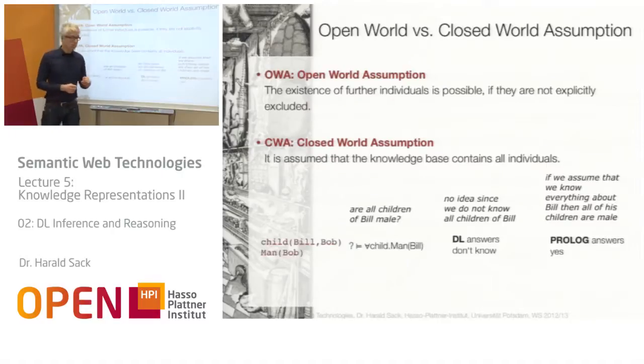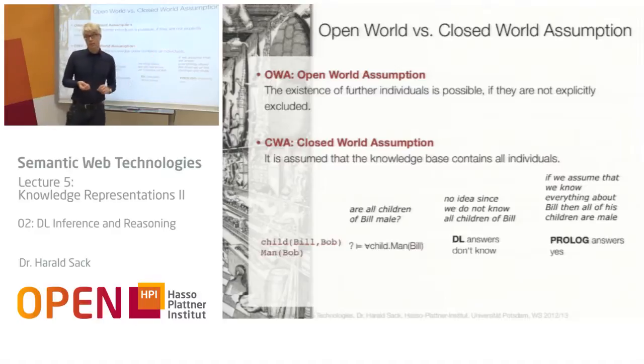Just take this example. We have here a rather small knowledge base given in description logic. So we say here, Bill has a child and its name is Bob. And Bob is a man. So now the question is, are all children of Bill male? Can we deduce that from that knowledge base? In an open world assumption, description logic answers "don't know." We have no idea because Bill might have other children that we don't know of. So it's possibly yes, but we don't know.